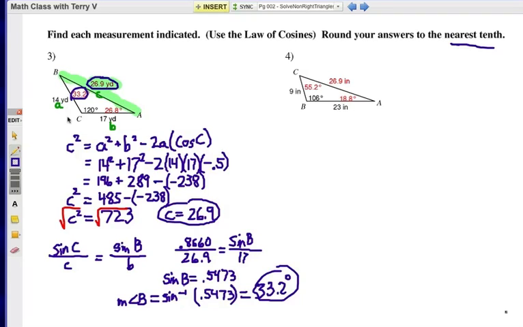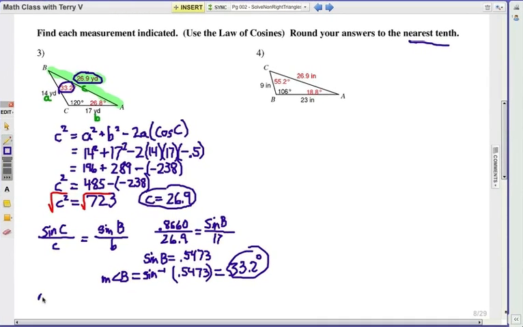Now we could use the law of sines again, but the easiest way to find the measure of angle A is to subtract from 180. All right, use the triangle angle sum. We know all three angles add up to 180 degrees, and we are going to subtract the total here. The total of these two angles is 153.2, and we subtract to get our answer of 26.8.